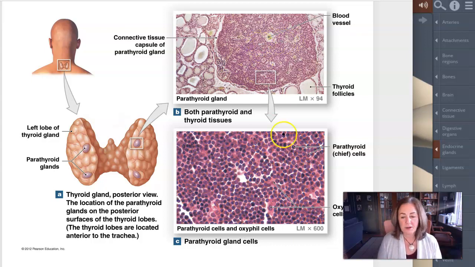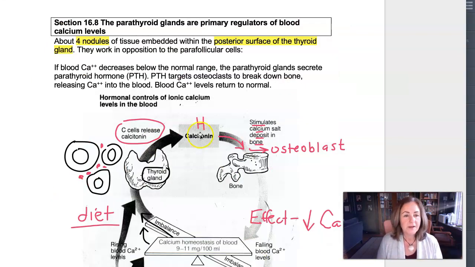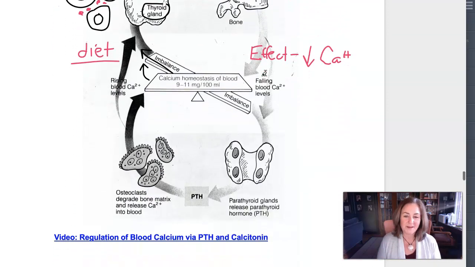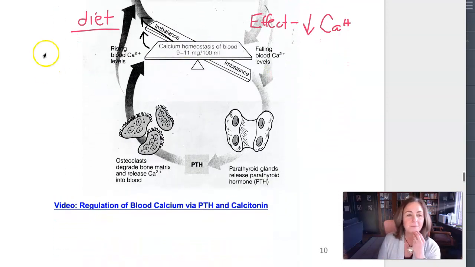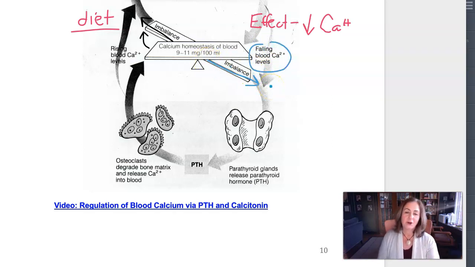Okay, so the parathyroid glands also monitor our blood calcium level. But here, they take action if the blood calcium level decreases. So if it decreases below the normal range, they secrete a hormone to correct it. So if our blood calcium level fell below where it should be, the parathyroid's calcium level would fall too low.